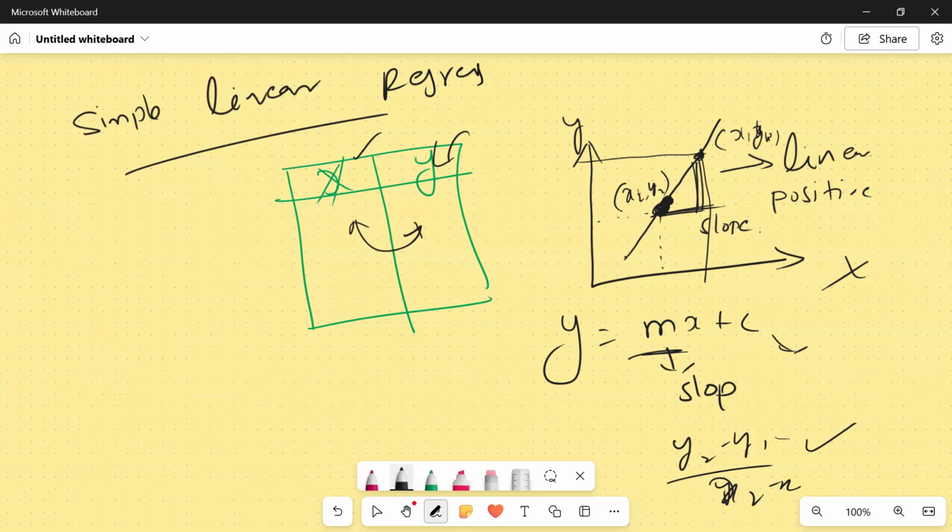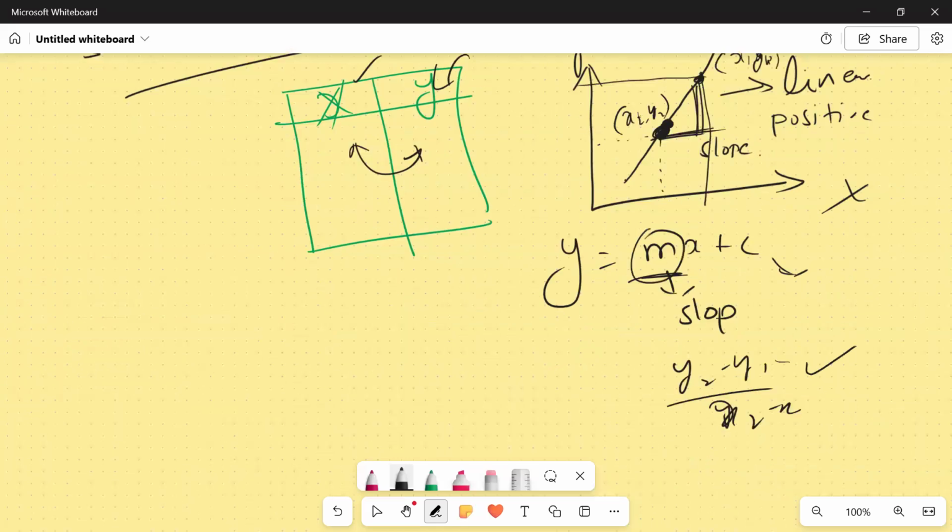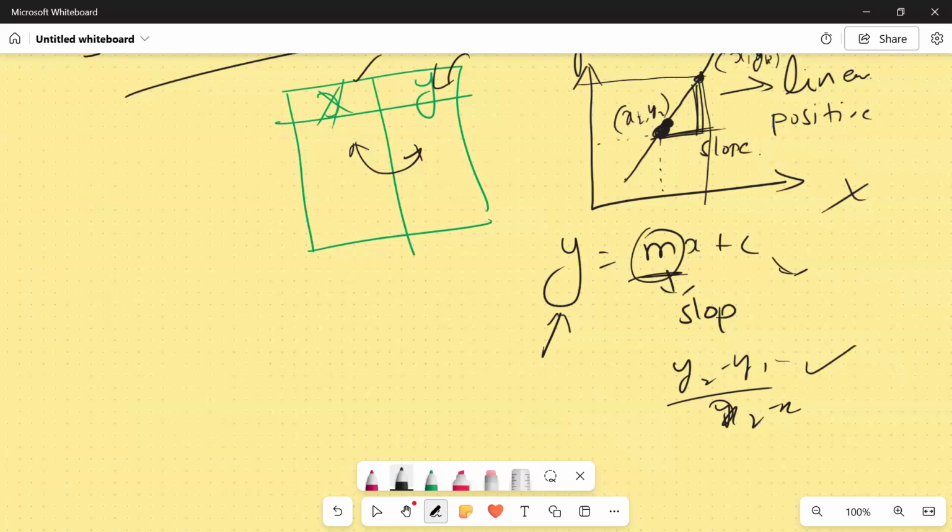Okay, so I hope you understood, right? If your m value is positive, then it is a positive correlation. If the m value is negative, then it is a negative correlation, or negative linear nature. Okay, so y is your dependent variable, x is your independent variable, m is the slope, and c is the constant, or intercept. We can represent it as intercept or else constant.